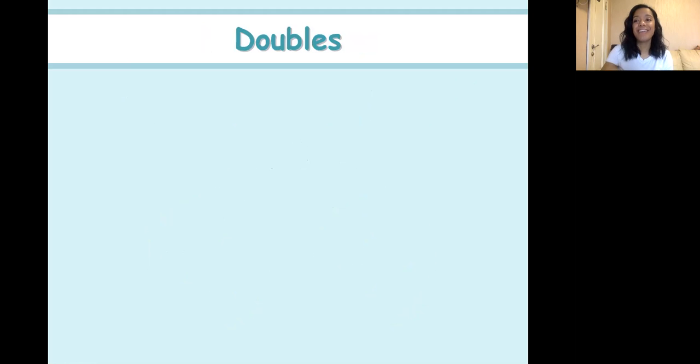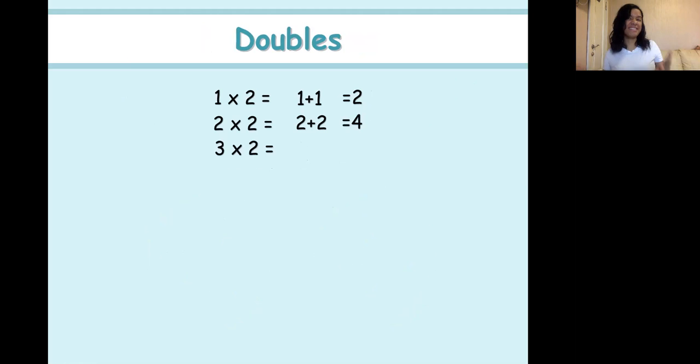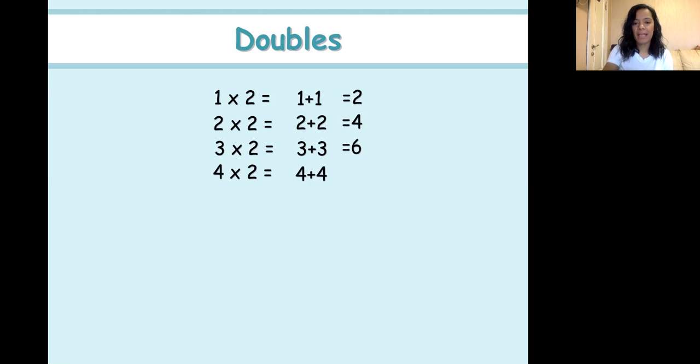Doubles. If we see the times table as doubles, maybe some people like to add more than they like to multiply. 1 times 2 is the same as saying 1 plus 1, which would be 2, right? That means that 2 times 2 is the same as saying 2 plus 2, which would be 4, okay? 3 times 2 would be the same as saying 3 plus 3, which equals 6, okay? 4 times 2 is the same as saying 4 plus 4, which equals 8, okay?